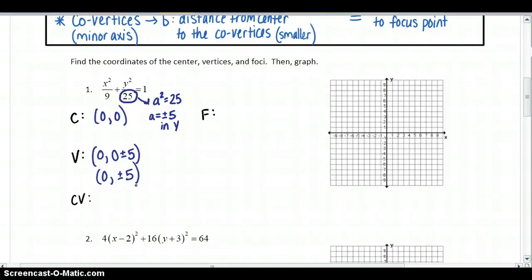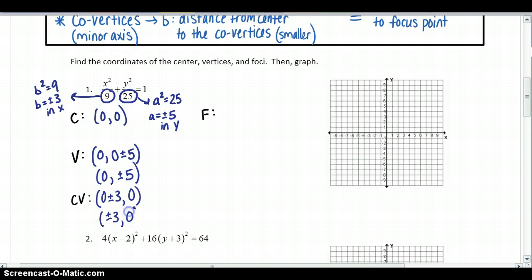Alright, to get the co-vertices, it's similar, except for co-vertices we use b, just like you can see above here. So this smaller number is going to be our b squared. That means that b is going to be plus or minus 3, and in which direction? Oh, this time it's in the x direction. So we will plus or minus 3 to the center in the x direction. And 0 plus or minus 3, that's really just plus or minus 3. So those are our co-vertices.